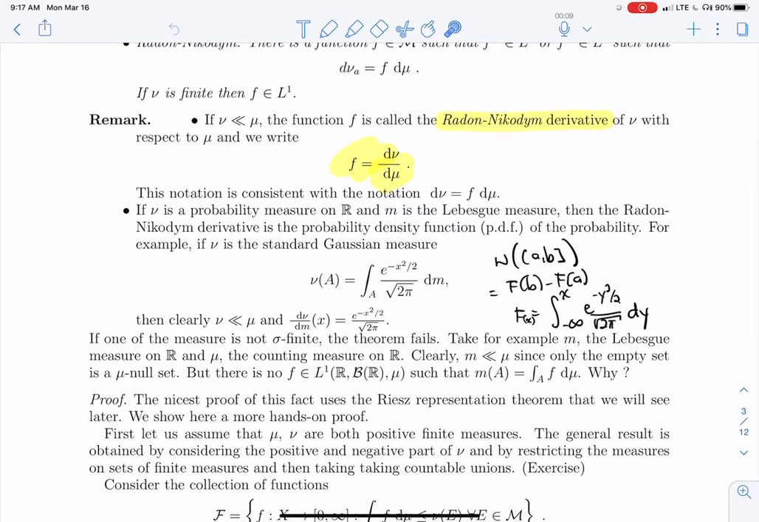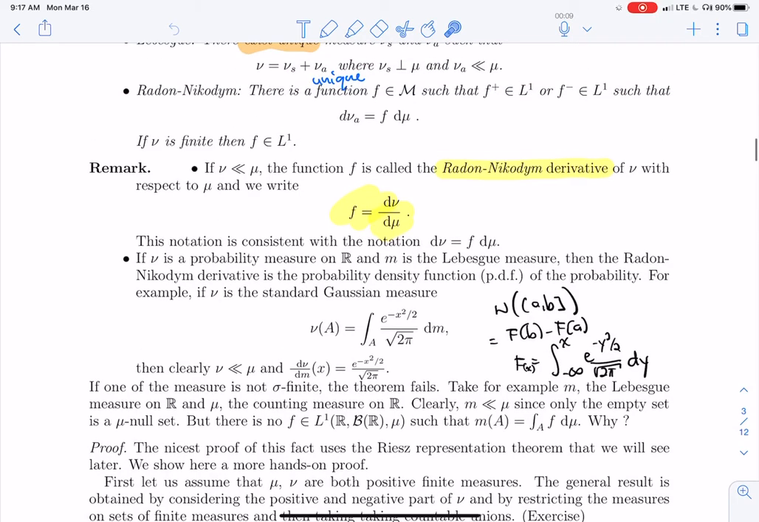f is often called the Radon-Nikodym derivative, and sometimes we note it d nu d mu. I like this just because it's convenient. In some ways, in the notation, the d mu cancel. That's only notation. It doesn't really mean anything, the d.